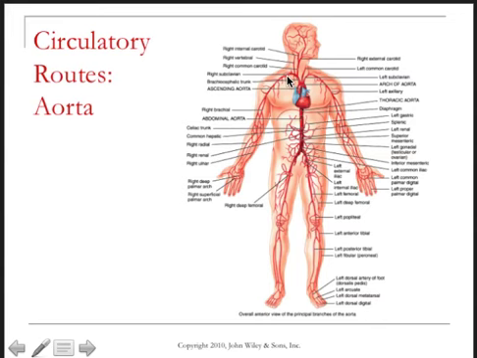The subclavian, as it passes under the arm, becomes the axillary artery, and then as it enters the upper arm, it's the brachial artery. Well, what is the name for the region of the upper arm? The brachial region. Then we pass the elbow, and we become the antecubital artery as we pass right in front of the elbow joint. This is a major site for drawing blood.